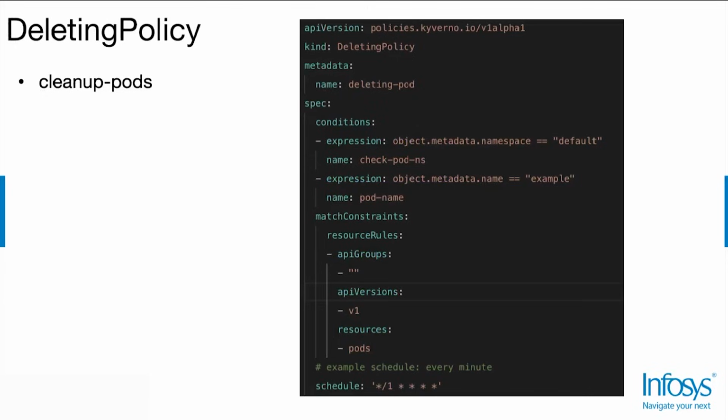So this policy does the check every minute to see if there's any pod available in the default namespace with the name example. So every minute, Kyverno will execute this deleting policy and try to clean up all the stale pods with the matching conditions.